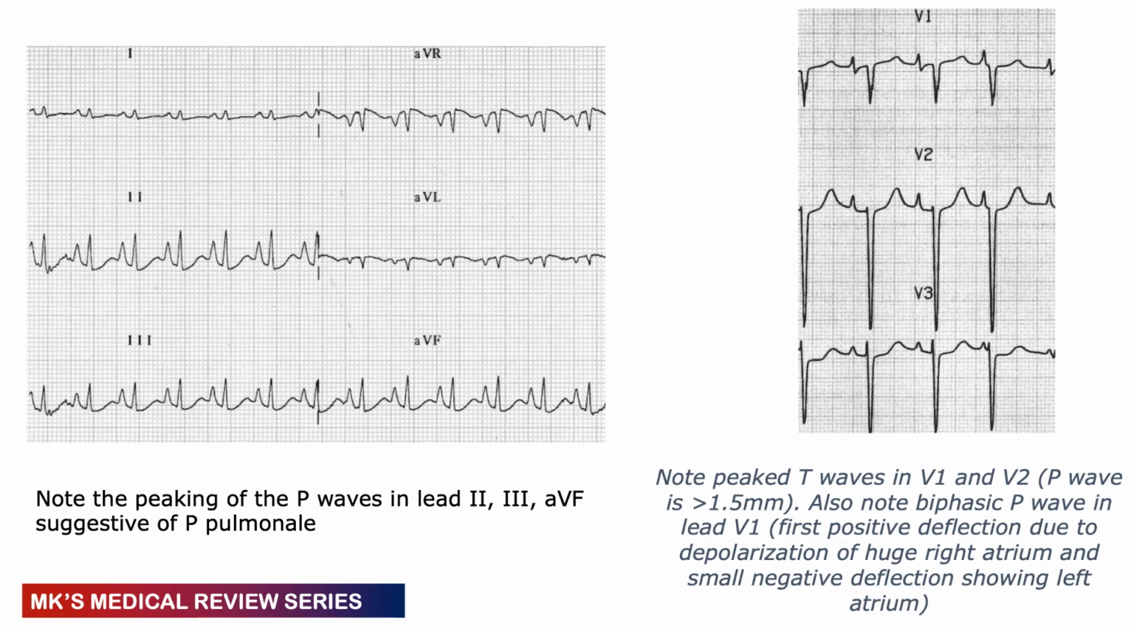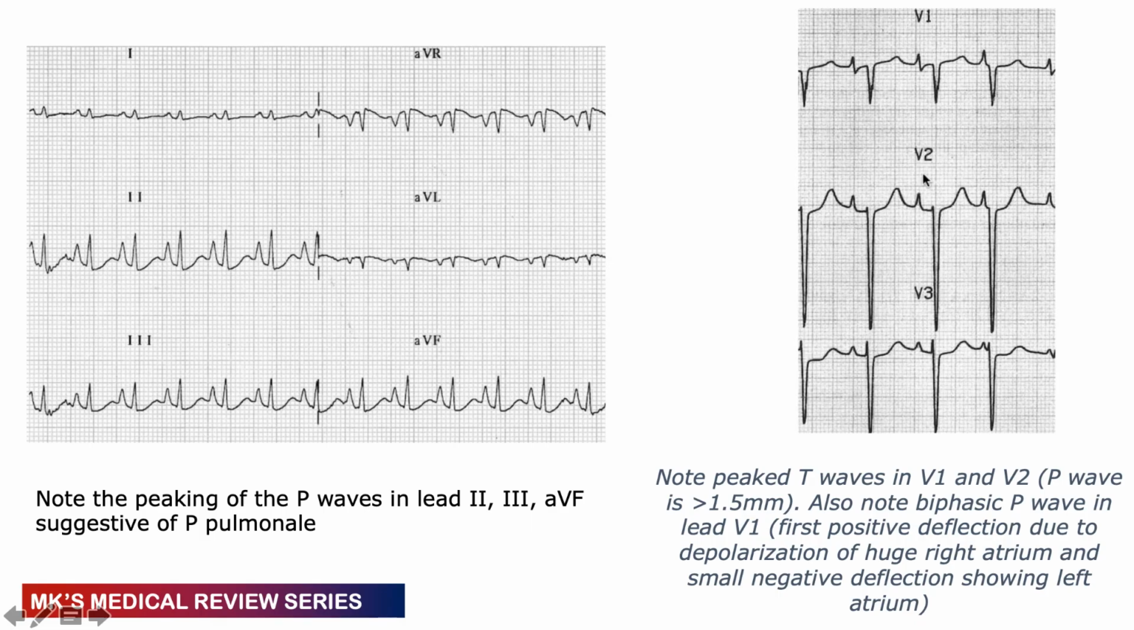So here's an ECG to show you that. As we can see here, we have very peaked and symmetrical P waves. As you can see, these P waves here are greater than 2.5 millimeters tall in lead 2, greater than 2.5 millimeters tall in lead 3, and of course in lead aVF here, they're also greater than 2.5 millimeters tall. So this is suggestive of P pulmonale.